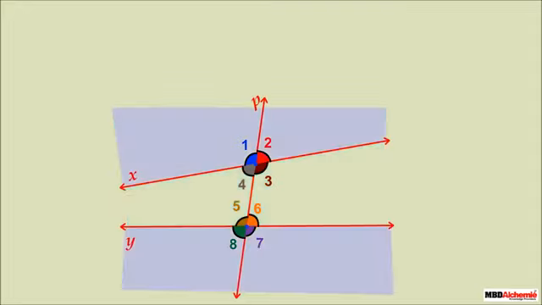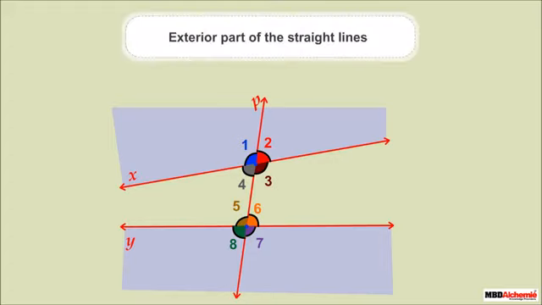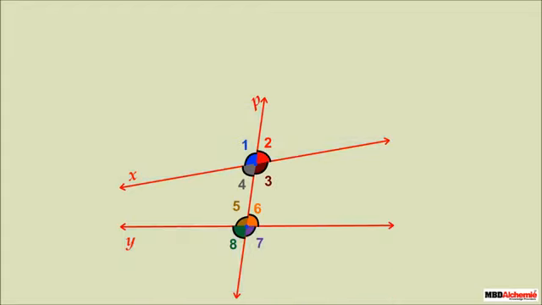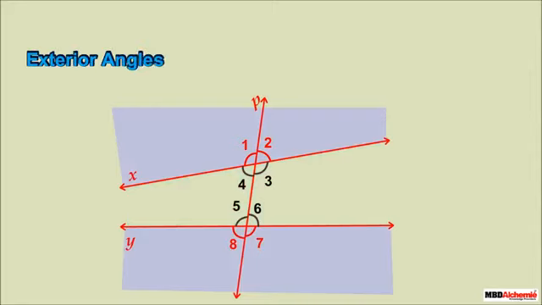Then can we say the part of the plane which does not lie in between the straight lines is called the exterior part of the straight lines? Yes. Thus, we can say that as the angles 3, 4, 5 and 6 lie in the interior part of the straight lines, these angles are called interior angles, and the angles 1, 2, 7 and 8 lie in the exterior part of the same plane, and these are called exterior angles.